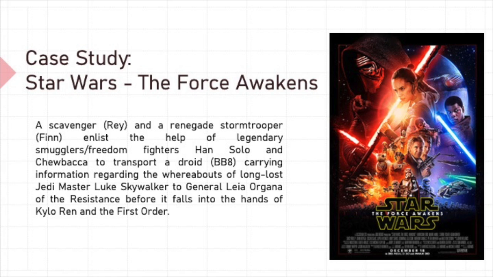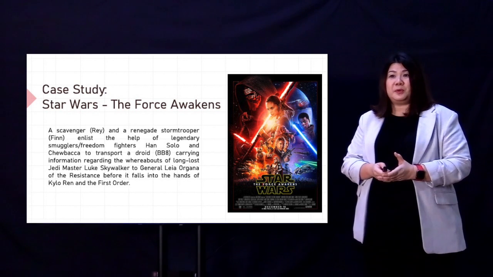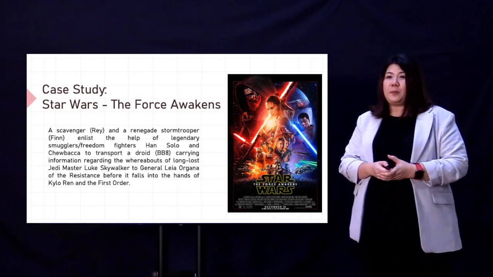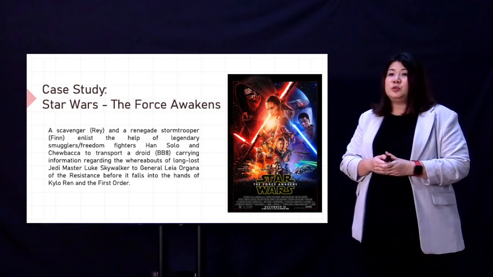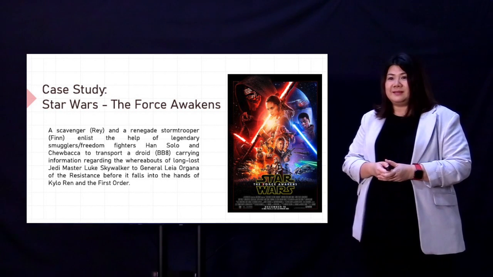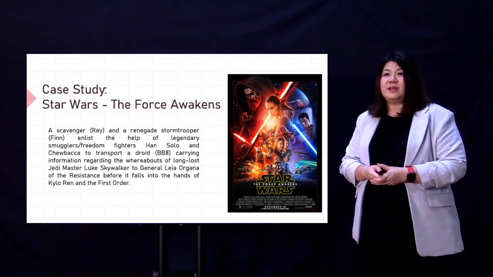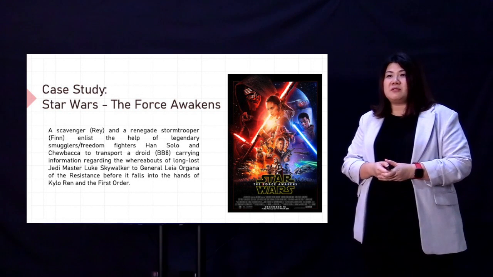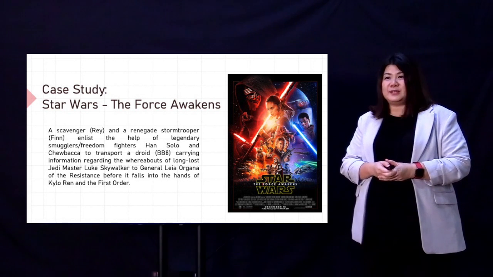Here's a synopsis of the movie. A scavenger called Rey and a renegade stormtrooper called Finn enlist the help of legendary smugglers and freedom fighters Han Solo and Chewbacca to transport a droid BB-8 carrying information regarding the whereabouts of long-lost Jedi Master Luke Skywalker to General Leia Organa of the Resistance before it falls into the hands of Kylo Ren and the First Order.